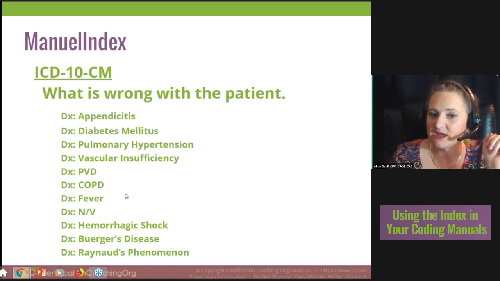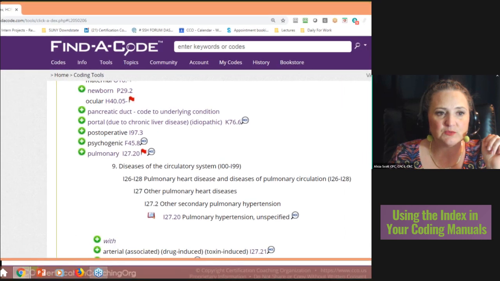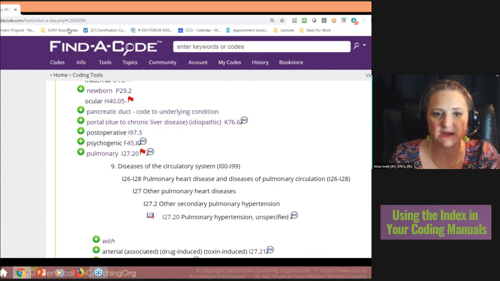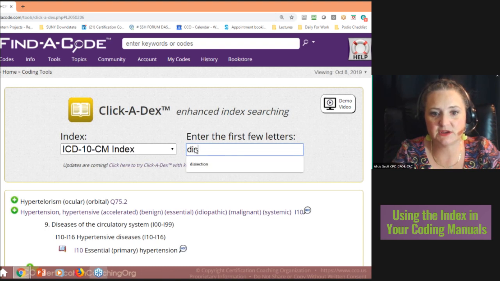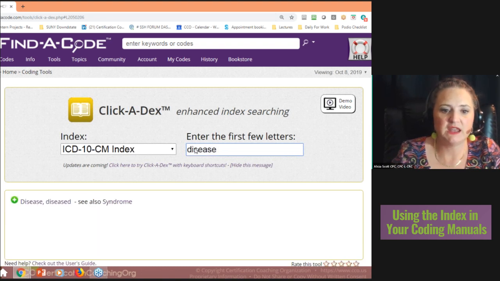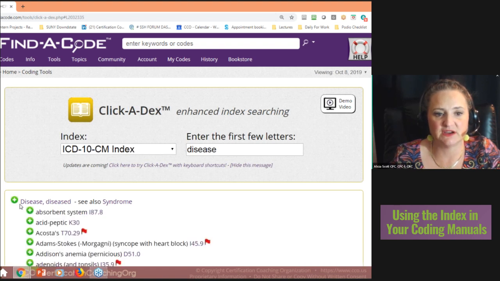COPD is quite unique though, because it's chronic obstructive pulmonary disease, and that's a little harder to look up. So let's just figure out how to do that. Most people say, well, we would look up disease, right? Because what does the person have? They have a lung disease, a pulmonary disease. So you look up disease, and it's going to say see also syndrome, and you can click on that, and it will give you a cajillion different types of disease.